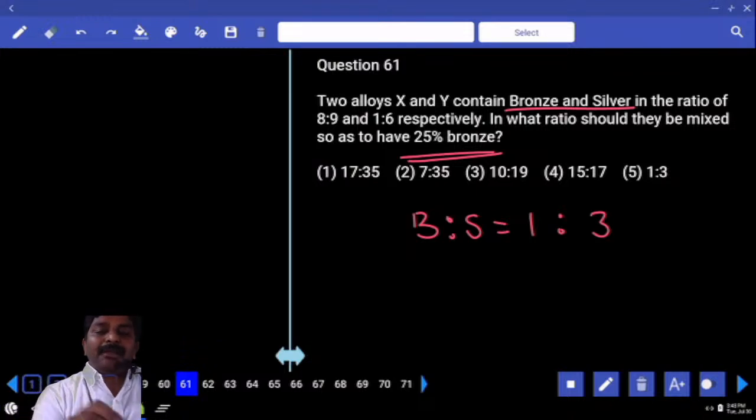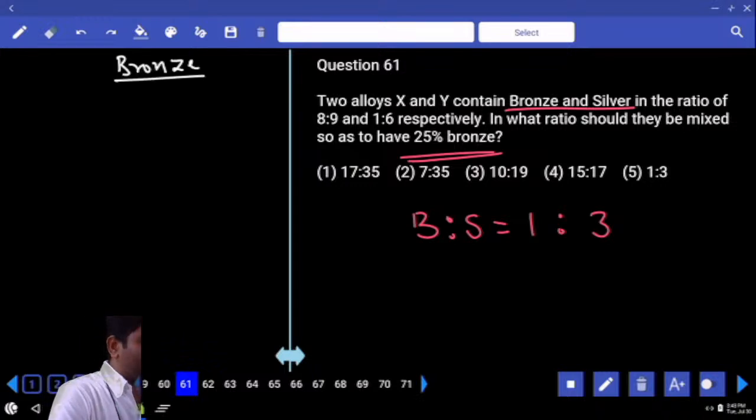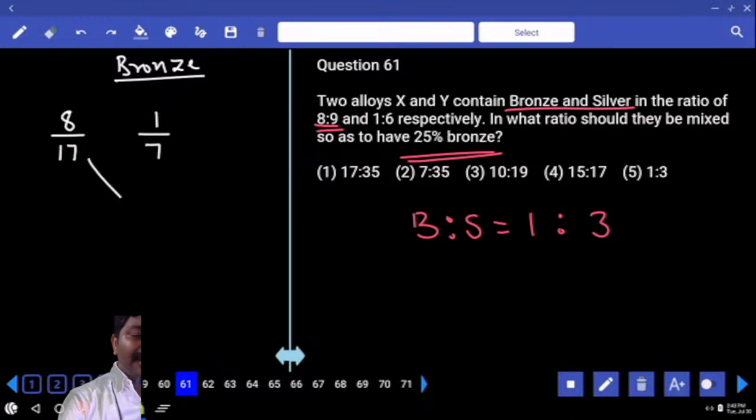Alligation. You may pick only bronze or only silver when you have a combination of 2 items. In an alloy, you will have 2 things. You start with only bronze or only silver. What is the first ratio? Total how much quantity do we have? 17. Bronze is? It is 8/17 of bronze. In the second ratio? Total is 7. Bronze is? This is 1:7, 1/7. When you mix this, you should get bronze and silver in the ratio 1:3. Total 4. Bronze is 1/4. Go for alligation.